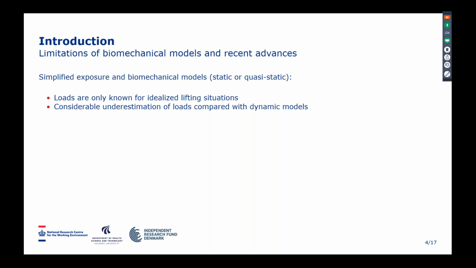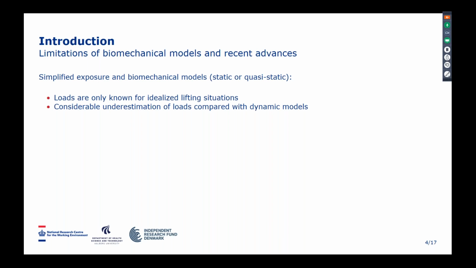What that means is that, first of all, loads are only known for somewhat idealized lifting situations. One example could be the NIOSH lifting equation, which was originally designed to analyze lifting only in the sagittal plane, using 2 hands and with both feet on the ground. And it isn't particularly useful for analyzing very asymmetrical lifting and lifting that involves carrying and walking with the burden, for example. And another problem with using static or quasi-static analysis is that it considerably underestimates the loads compared with dynamic models.